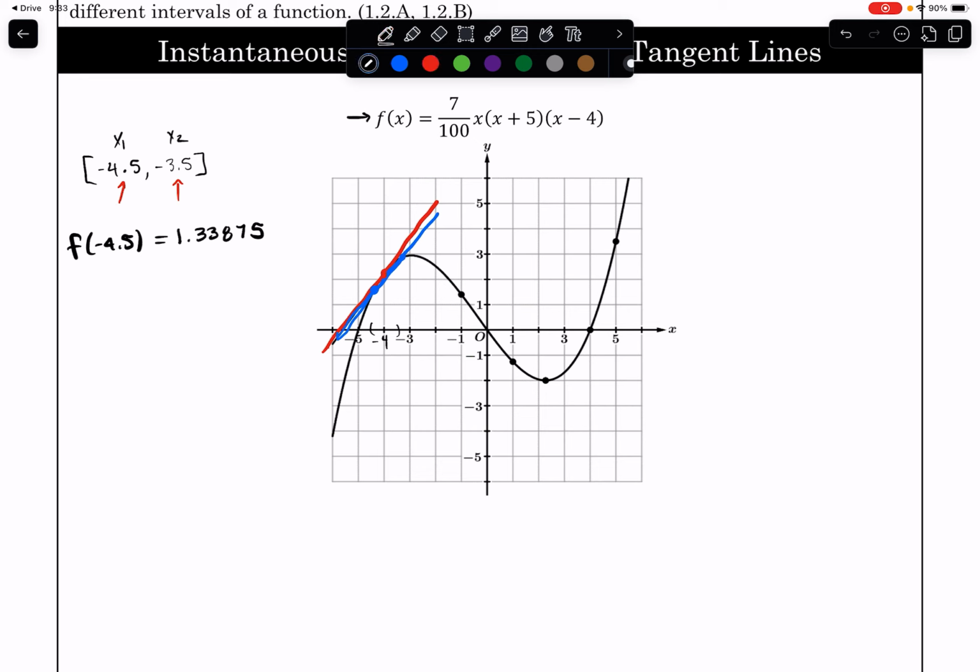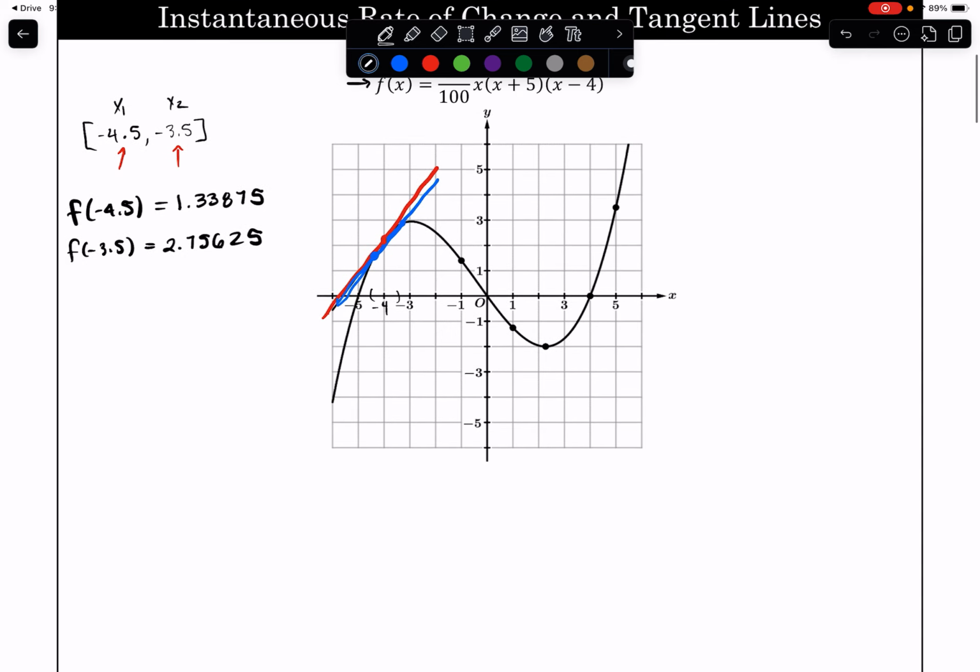So now I'm going to use the value of -3.5. And remember, I'm plugging this number into this x right there, because that's what f of x is. So I'm replacing x with -3.5. And I get the number 2.75625. So now I can figure out my average rate of change by getting the y2 value. This is my y2 and my y1.